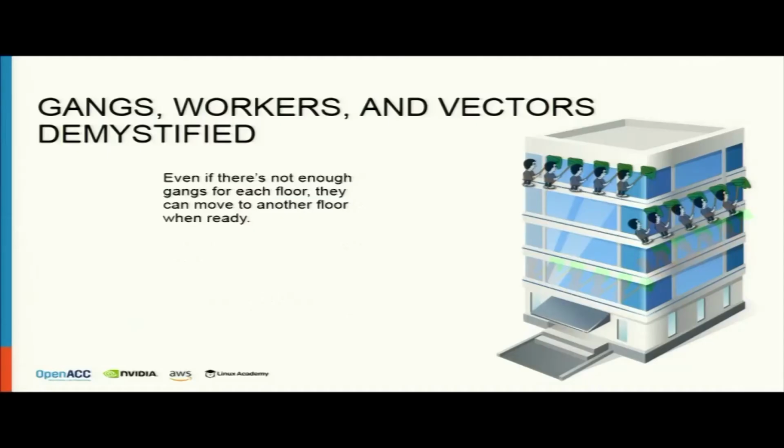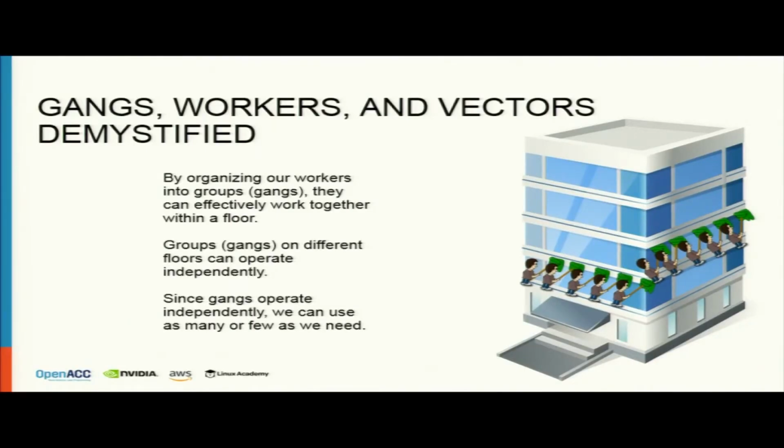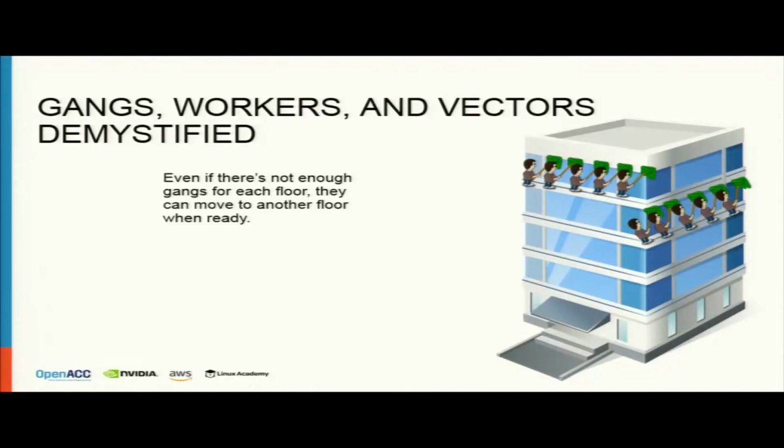And suppose we had only 2 gangs and we had 4 floors. 2 gangs are working on the ground floor and first floor. When they are done, they can jump to the second and third floor, right? Now think of it like this. The first generation of GPUs had a certain amount of SMs and we launched say 2 gangs. Suppose it had 2 processors, then it will actually get scheduled there.